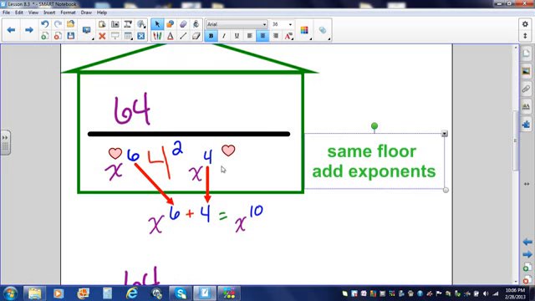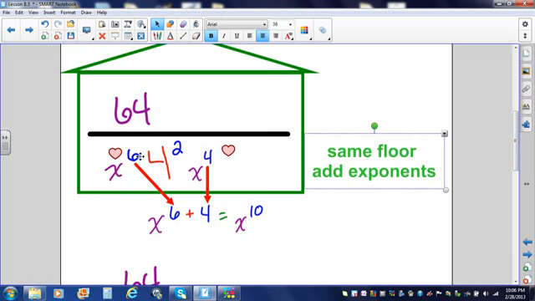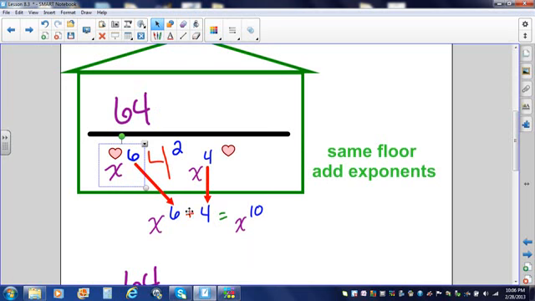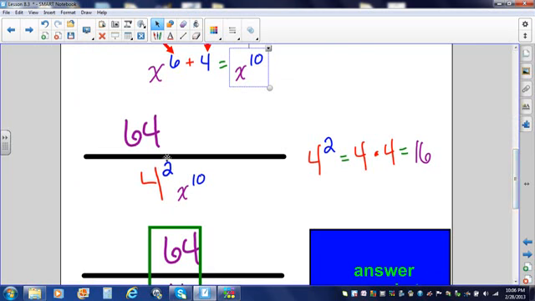Notice my rule. Same base, add the exponents. I have a base of x. Same base, add the exponents. 6 plus 4 gives me 10. Now I have 64 over 4 squared x to the 10th.